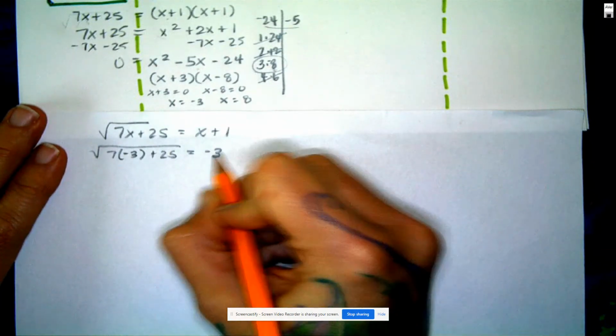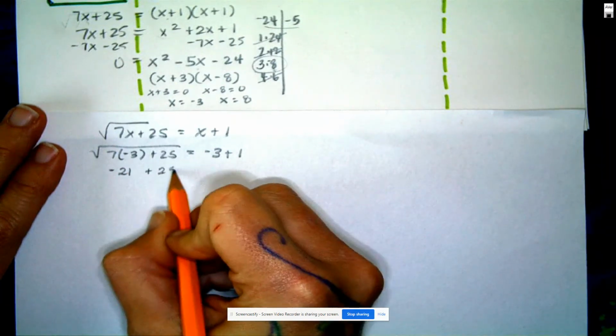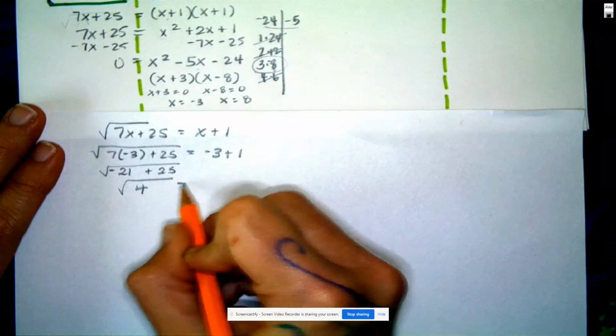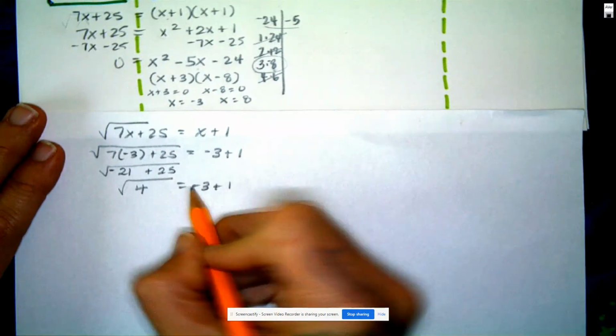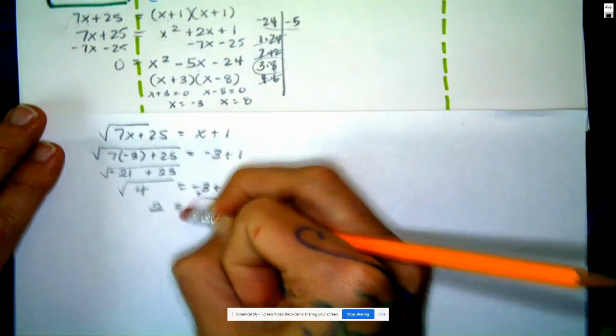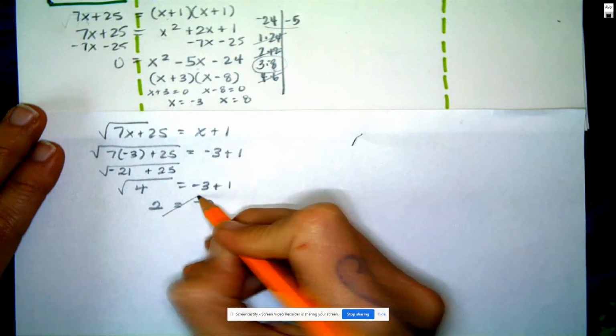Negative 3 plus 1. So that's going to be a negative 21 plus 25, which is the square root of 4, equals negative 3 plus 1. Square root of 4 is a positive 2. And this is going to give us a negative 2. Which means they don't match. So that does not work.